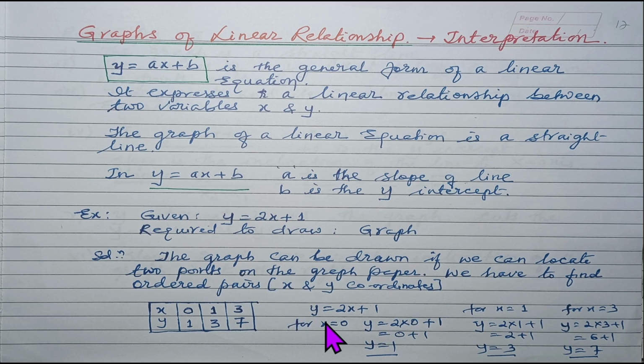So take the equation here, y is equal to 2x plus 1. Put x is equal to 0, then y is equal to 2 into 0 plus 1, that is y is equal to 1. Put x is equal to 1, then y is equal to 2 into 1 plus 1, that is y is equal to 3. Put x is equal to 3, y is equal to 2 into 3 plus 1, y is equal to 7.